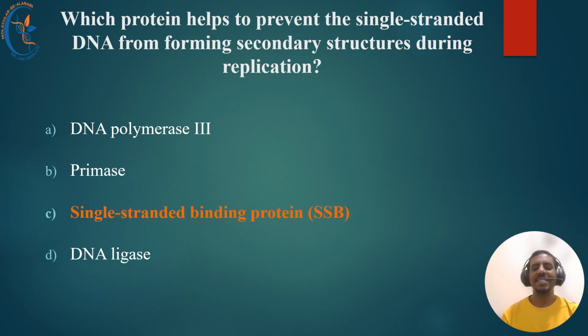Alright, which protein helps to prevent the single strand DNA from forming secondary structures during replication? Alright, the correct answer is single strand binding protein. Actually, single strand binding proteins bind to the single strand DNA to prevent it from forming secondary structures and re-annealing during replication.